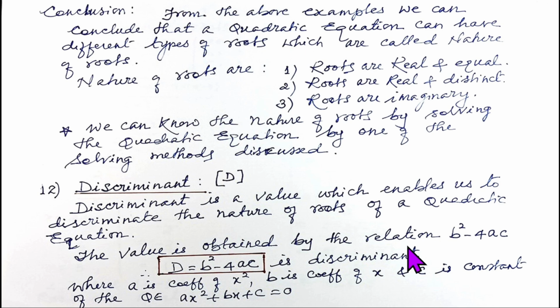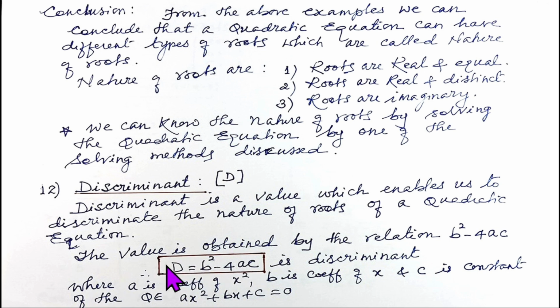Now what is the discriminant first of all? The discriminant is a value which enables us to discriminate the nature of roots of a quadratic equation, and the discriminant is represented by the symbol D. The value is obtained by the relation b square minus 4ac. That means the discriminant D is equal to b square minus 4ac.